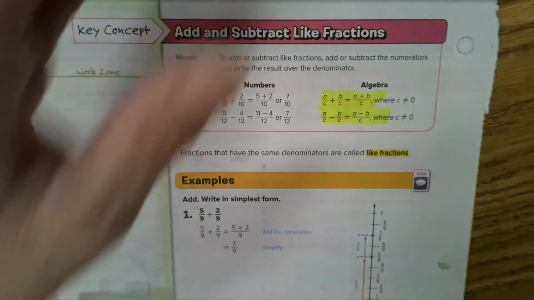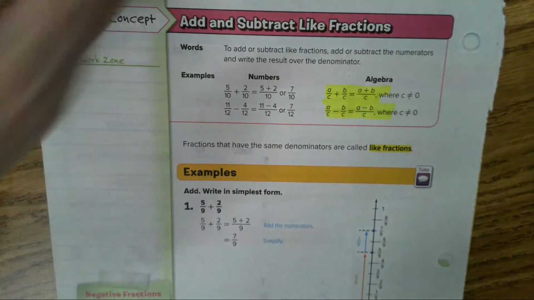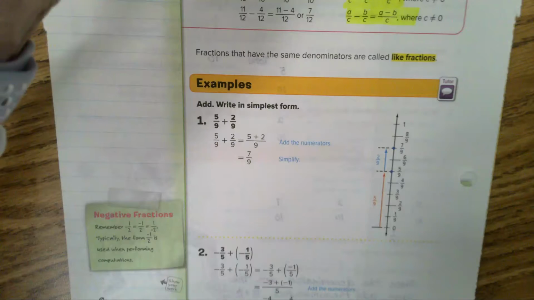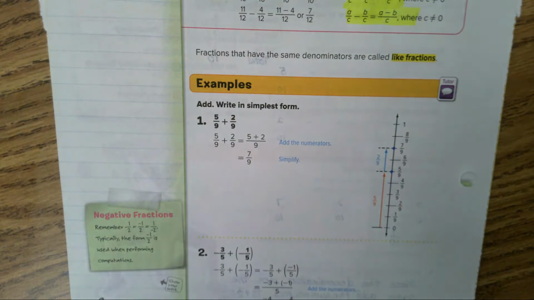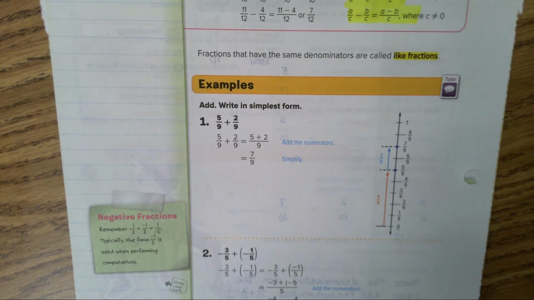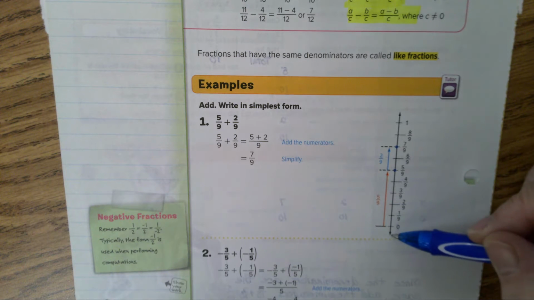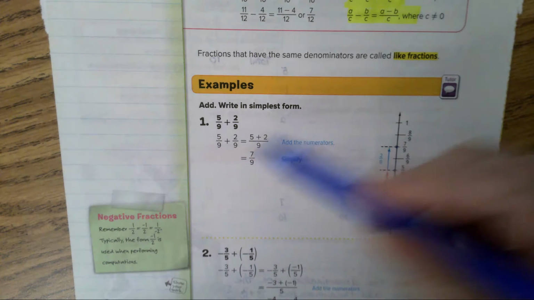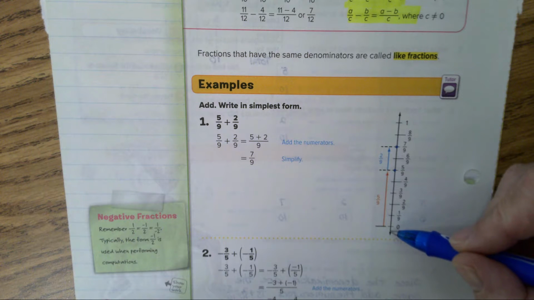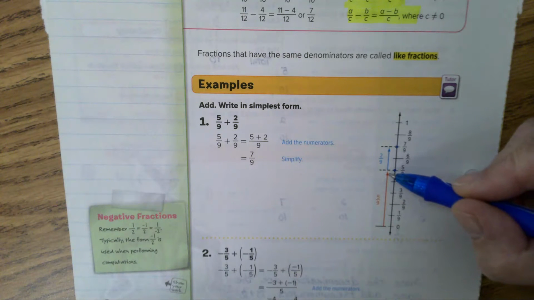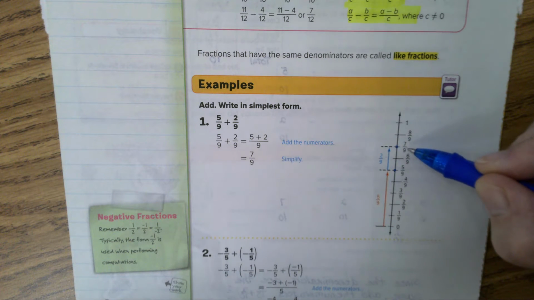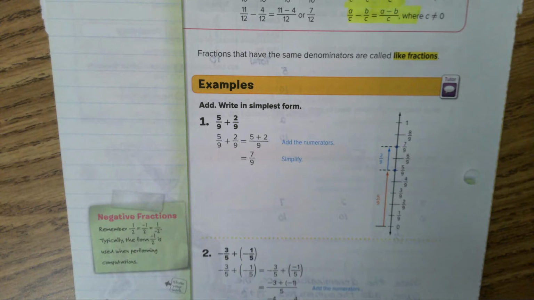All right, so now let's look at the vertical number line here. It says write in simplest form. Okay, 5/9 plus 2/9 is 7/9. That is simplified. I do want you to know how to read a vertical number line. You always start at 0. So the first fraction is 5/9. Starting at 0, you go up to 5/9, then go up 2 more 9ths, and you are located on the 7/9.